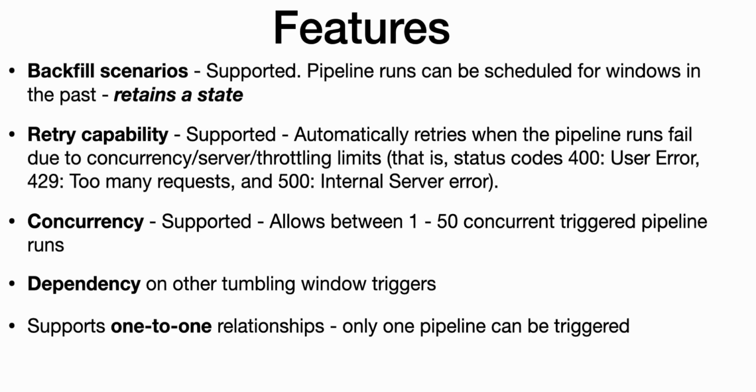The next one is retry capabilities. That is again something which was not supported by schedule trigger and is supported by tumbling window. With the help of this, you can automatically retry the execution of the pipeline in case it fails.